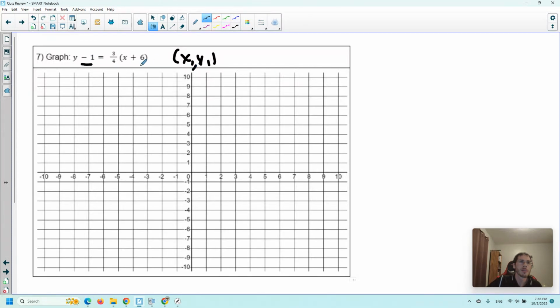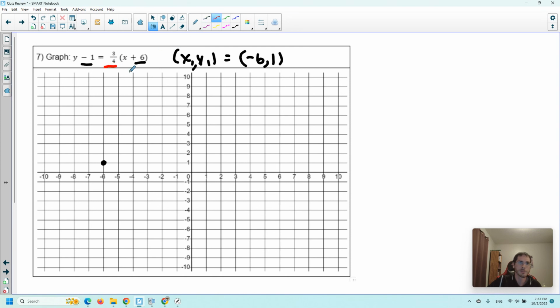So I know that that's going to be these two. And I know for this one, I have to switch the signs. So the one that goes with the x is the 6, so this is going to be -6. The one that goes with the y is the 1, so I'm going to do +1, because remember we switched those signs. And I'm going to plot that point, -6, comma 1.